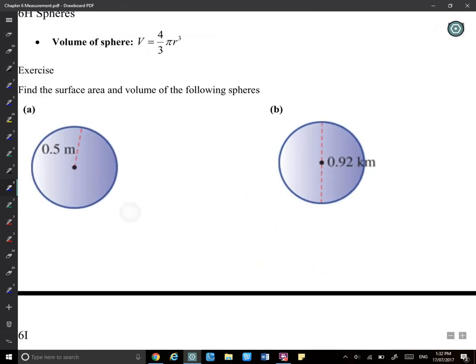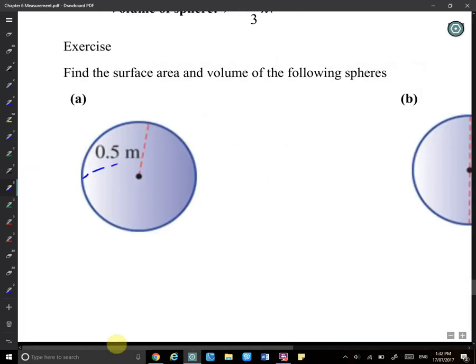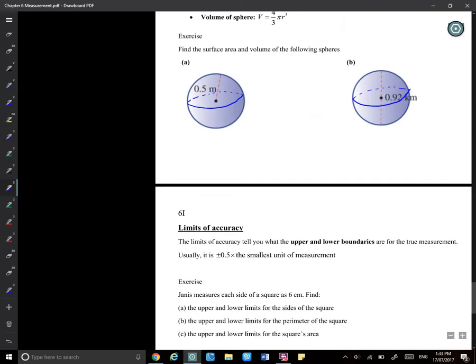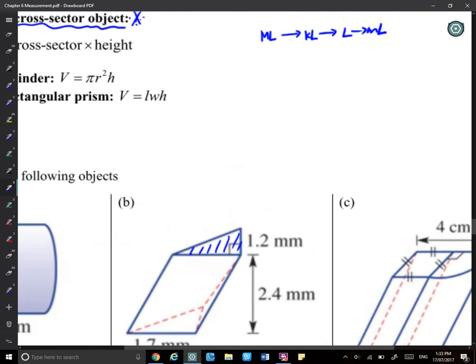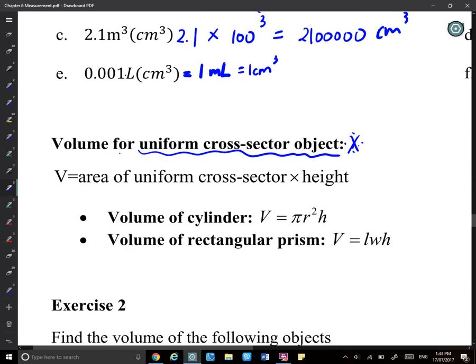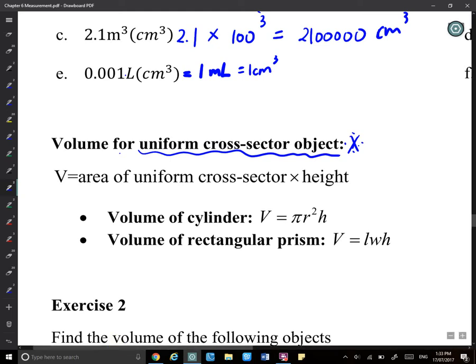The sphere is not either. Let's say this is not a circle, this is actually a sphere. This is not a uniform cross section because when you cut it, the circle becomes smaller and smaller. So the point I want to make is, if you check this shape and it is a uniform cross section object, then the formula is really easy to calculate the volume.